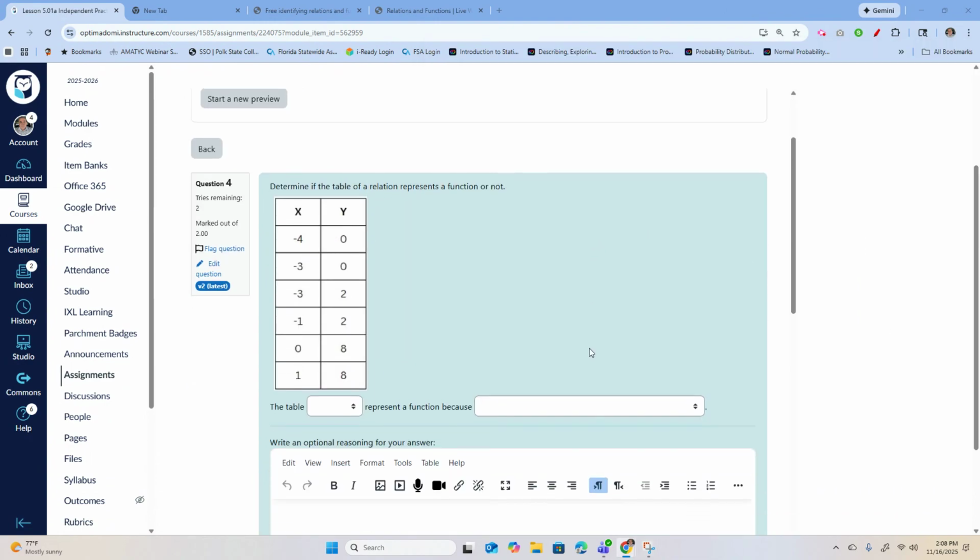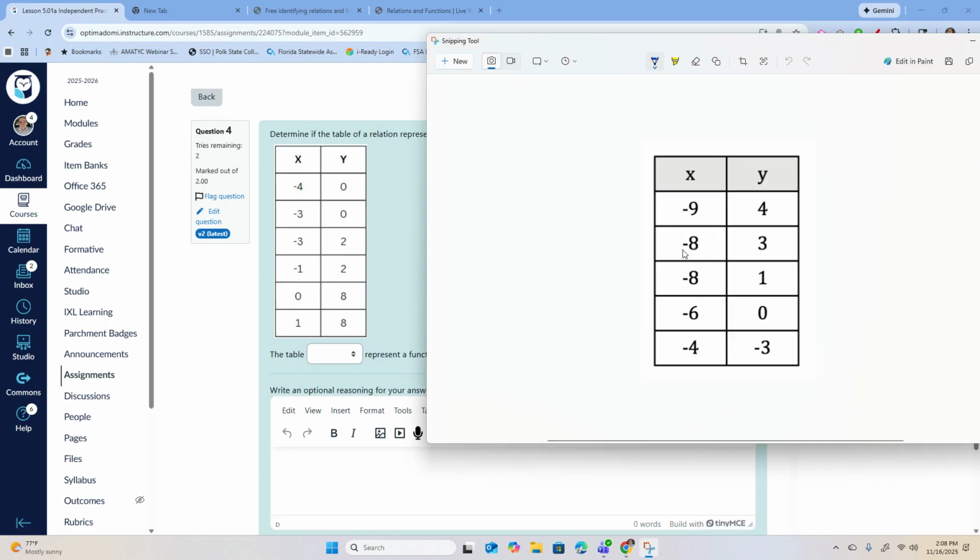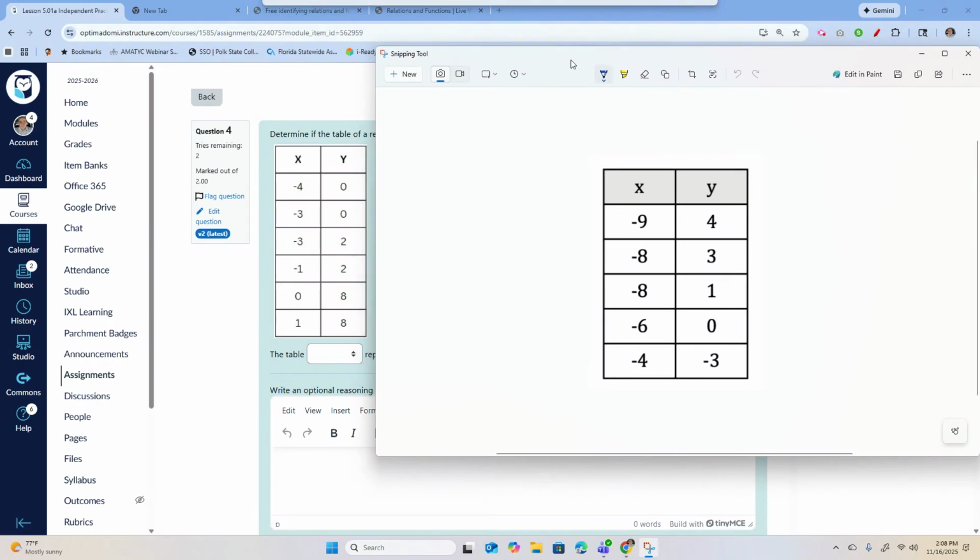Here's problem number 4. Now, instead of having ovals, which we call a map or mapping, what we have here is a table, and the same idea applies. So here's a similar one. I want to make sure you can see the first column is the X's. Again, sometimes we call it input. Some other times we call it domain, the X's. The Y's we call the outputs. Some other times we call it range. They're different names for the same thing.